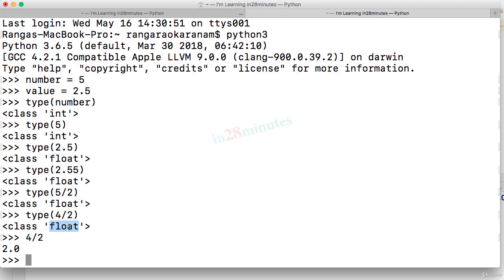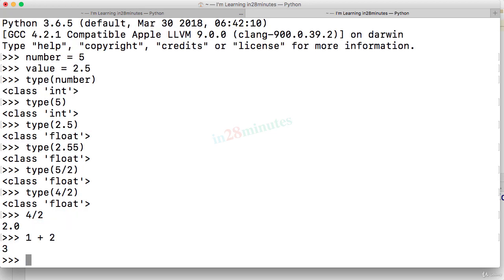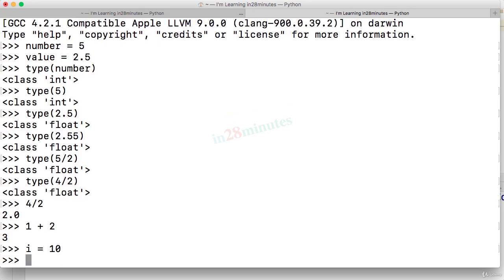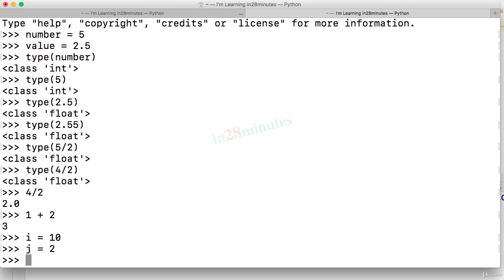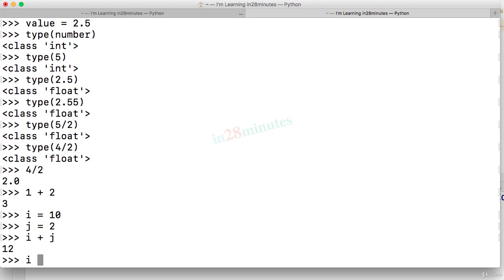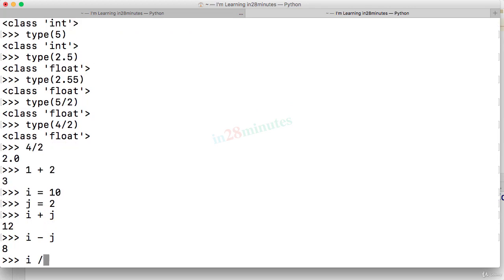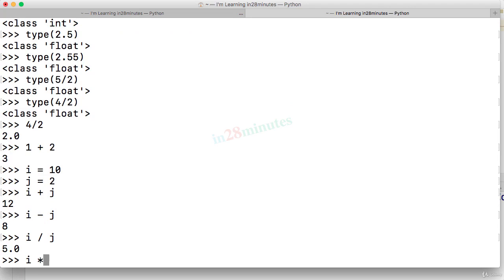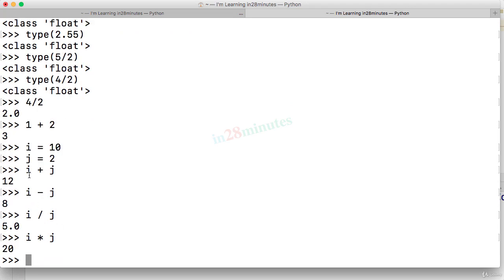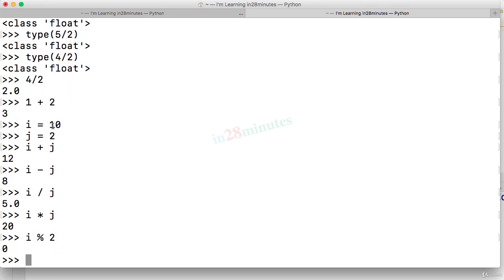In the earlier section, we looked at various operations that we can do over integer values. So we did 1 plus 2, which is 3. I can define two variables, i is equal to 10, j is equal to 2, and I can do i plus j or i minus j. I can do i divided by j and i star j. So these are all typical operations: addition, subtraction, division, multiplication. One interesting operation we saw earlier was i mod j. What is the remainder when i is divided by j?